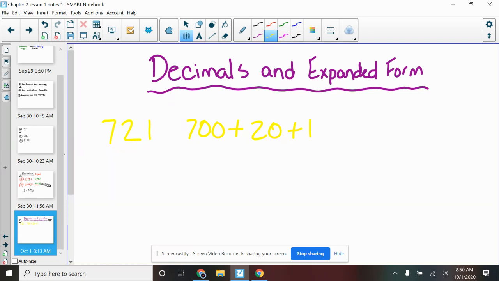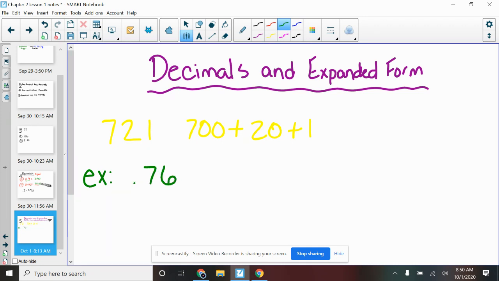Is it going to get harder? No. As long as you know the digit's value, just like he knew that 7's value and that 2's value, it's not going to make this any tougher. Okay? So write down this example. Here we go. The example for expanded form of decimals. Let's start with one that's a little bit easy.